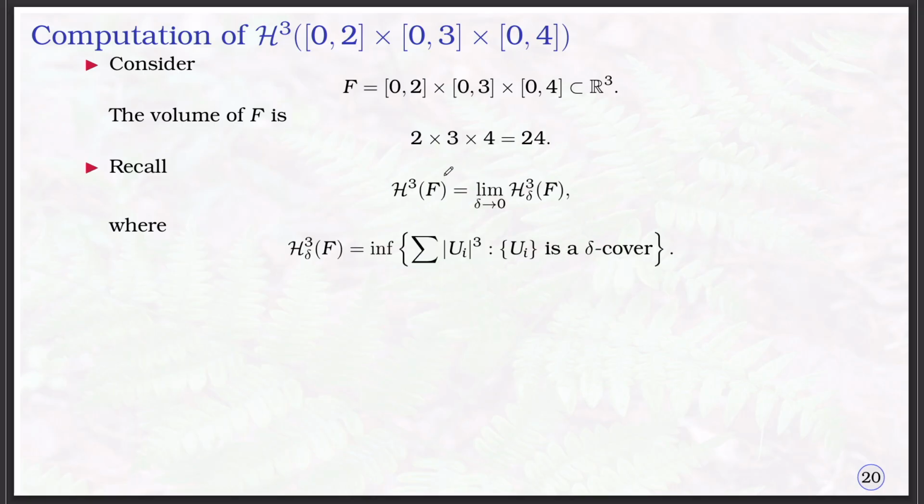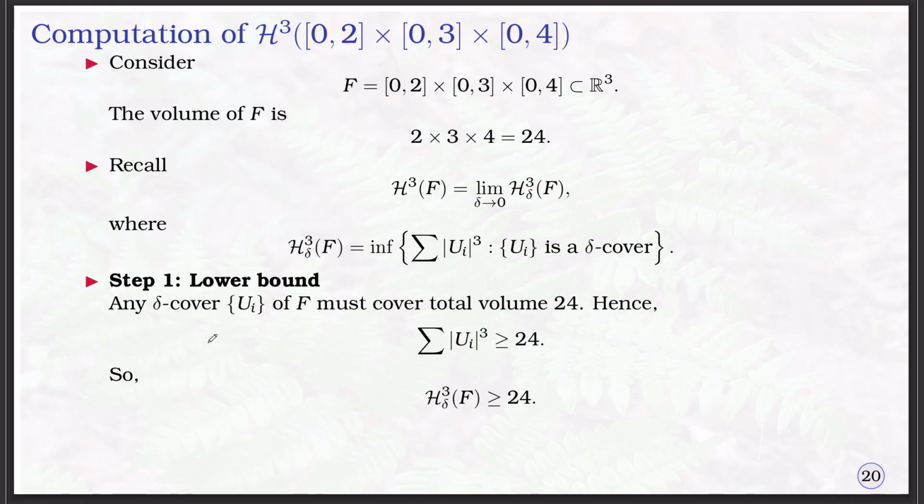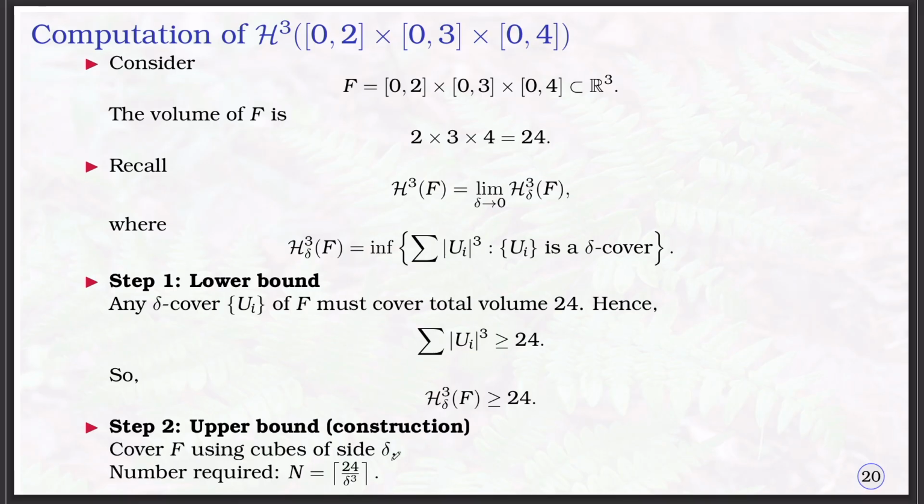Now H3 of F, by the definition, we need to take the sum of mu I power 3, and take the infimum over all possible delta covers. Any delta cover of F must cover the total volume 24. Therefore this sum of mu I power 3 is greater than 24. Therefore H delta power 3 of F is greater than or equal to 24. Therefore the number of cubes of side delta required to cover this volume is 24 by delta power 3, taking the smallest integer.